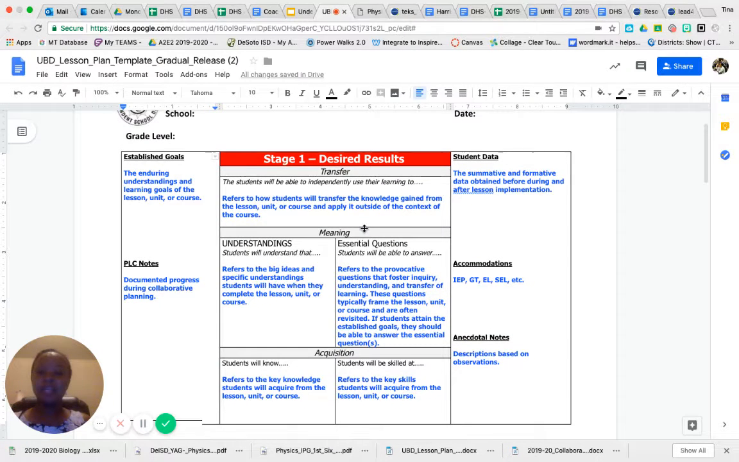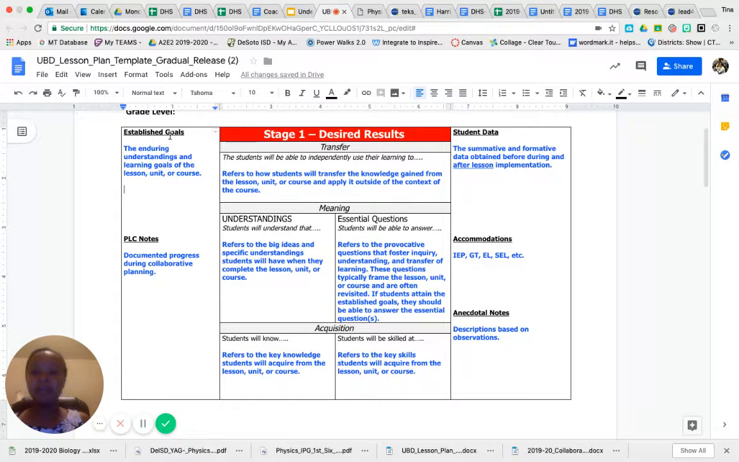So we'll fill out Stage 1. Remember, we'll identify the TEKS right here. Then we'll unpack the TEKS down here. We'll identify the verb, the content, and the context. And then we'll break it down into simpler steps.